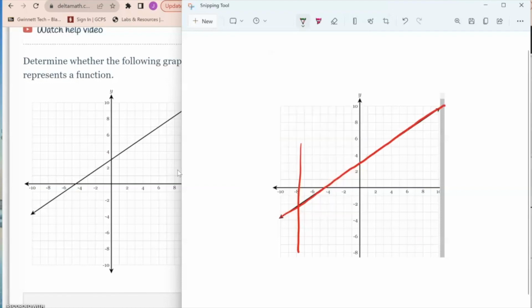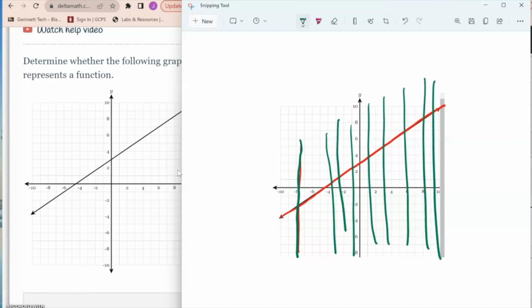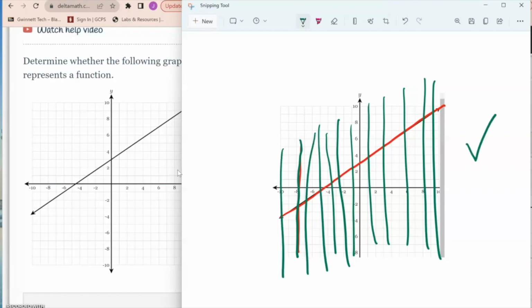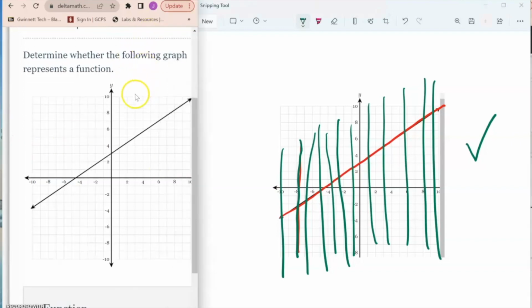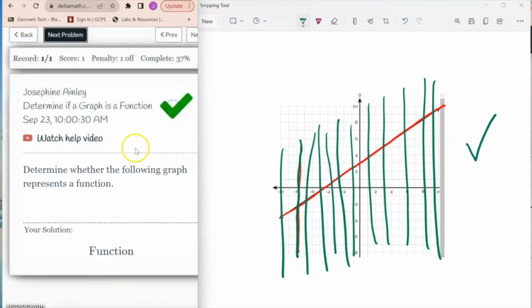Okay, so does at any point this green line go past this red line 2 times? Like, does it hit the red line 2 times? If I just do a vertical line everywhere, does it pass it more than 1 time? It does not. So this one is a function. All right, I am going to find an example which tells me it's not a function. So just hang tight real quick. I'll do another example.